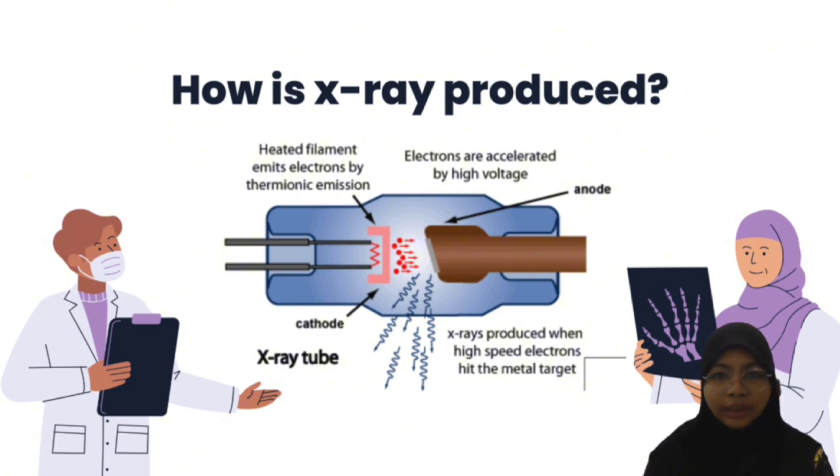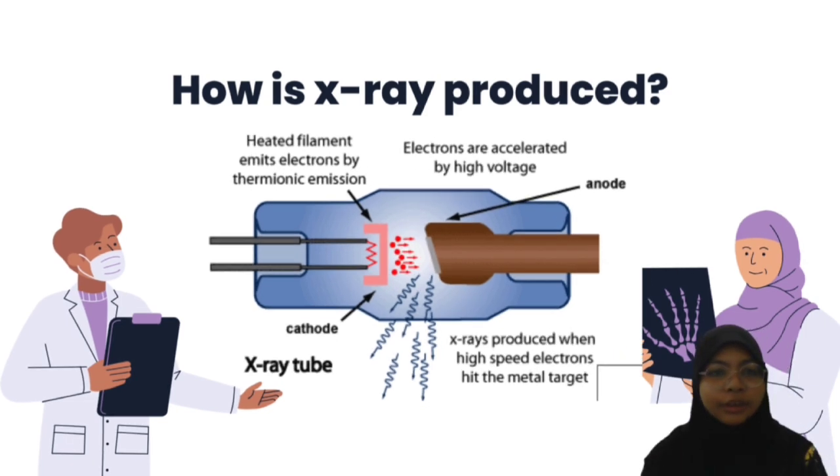After it produces electrons, they will go to the anode, which is the positive charge side. The electrons are accelerated by high voltage, and after they go to the anode side, X-ray is produced when high-speed electrons hit the metal target, which is the anode. So it produces X-ray radiation afterwards.